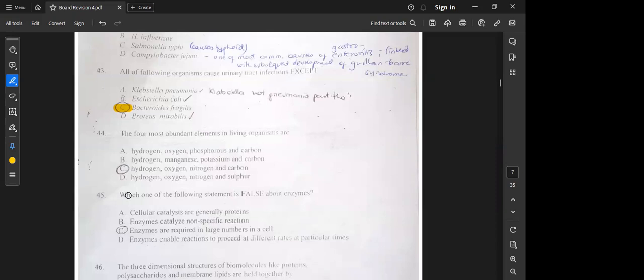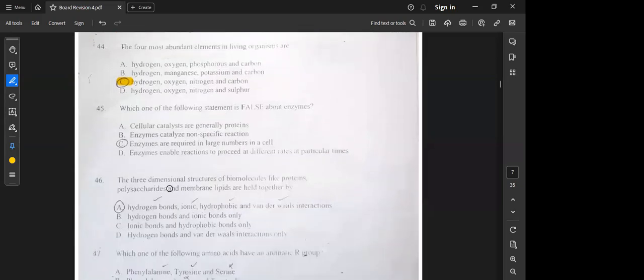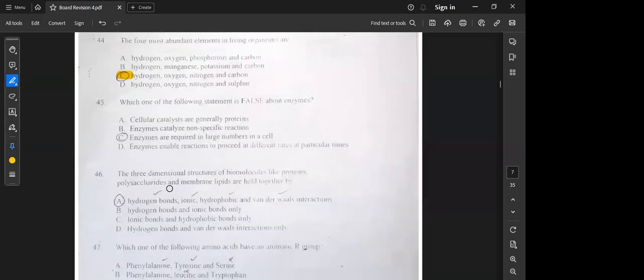The question being, what are the four most abundant elements in living organisms? Fake Spider-Man says C: hydrogen, oxygen, nitrogen, and carbon. Black also has the idea that C is the answer. Yeah, I think C is the answer. Clown Stanley also supports him. Yeah, nice. I think there we're all in agreement.